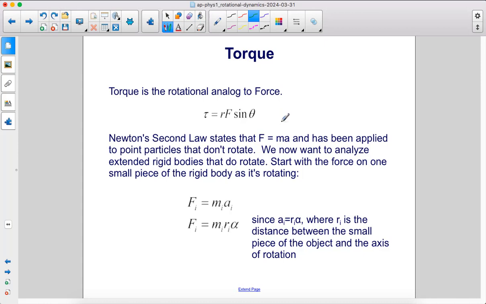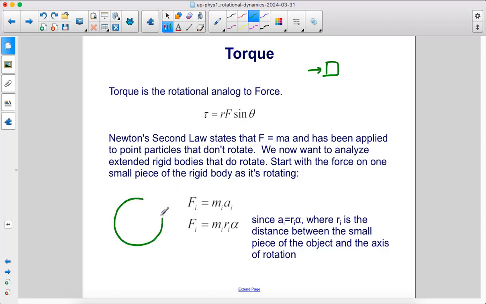Newton's second law states that F equals ma, force equals mass times acceleration, and this has been applied to point particles that don't rotate, or the center of mass of an object that doesn't rotate. For example, we have a box, we push the box, it has a certain mass, therefore it will accelerate with a certain acceleration. We now want to analyze extended rigid bodies that do rotate.